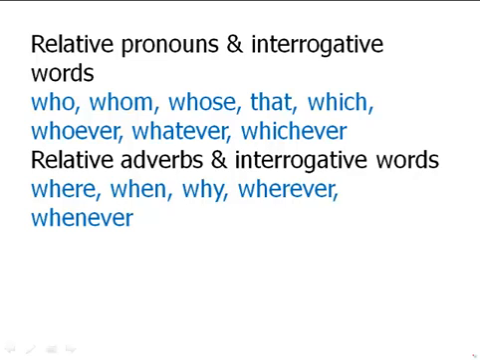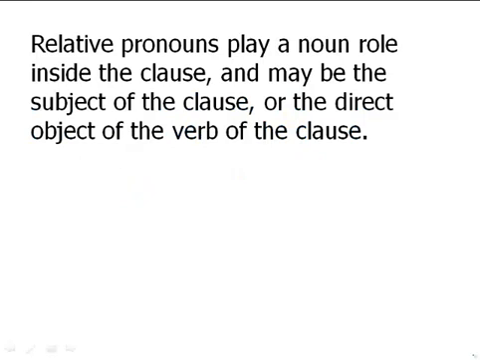But I will say it's very important to recognize that any of these could begin a subordinate clause. And we're going to make an important distinction here. The relative adverbs and interrogative words act like subordinate conjunctions in the sense that you'll have one of these words, then a noun, and then a verb. So everything we just said about subordinate conjunctions is also true about the relative adverbs, about the second list. The first list is a little bit different. The relative pronouns are a little bit different. Here's why. Relative pronouns play a noun role inside the clause, and may be the subject of the clause or the direct object of the clause. So that's very interesting.